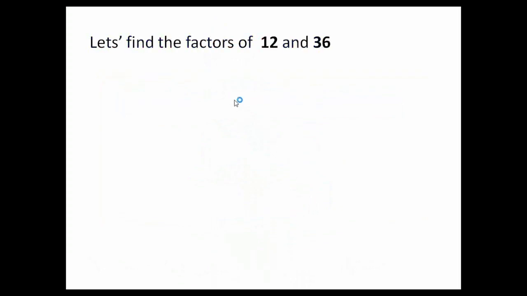Now what is the highest common factor? Let's take an example to understand that. Let's find the factors of 12 and 36. So let's find all the factors here. Factors of 12 are 1, 2, so we can get 12 by 2. From 3 also we can get 12, 3 4s are 12, and 4, then 6, then 12.